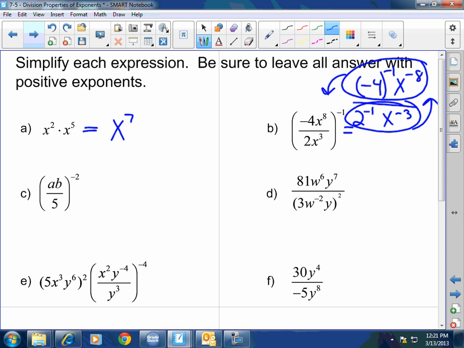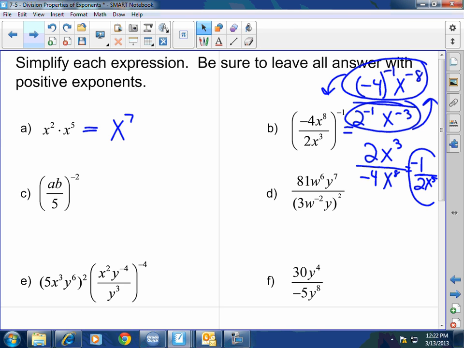So what would that look like, my brother? 2x cubed. Good man. Over? Negative 4, because negative 4 to the first power is negative 4. X to the 8th. And then that's going to reduce to negative 1/2 x to the 5th, bro.